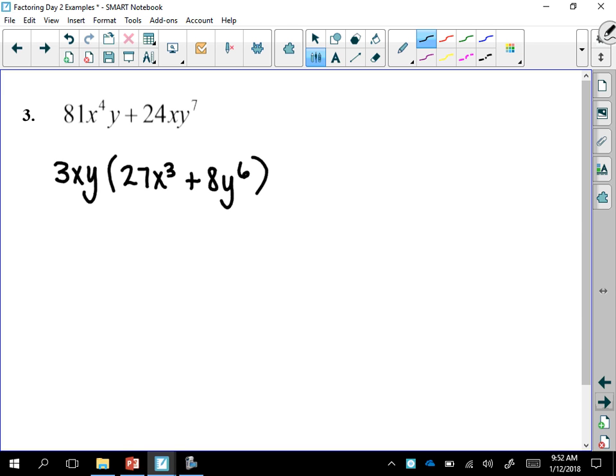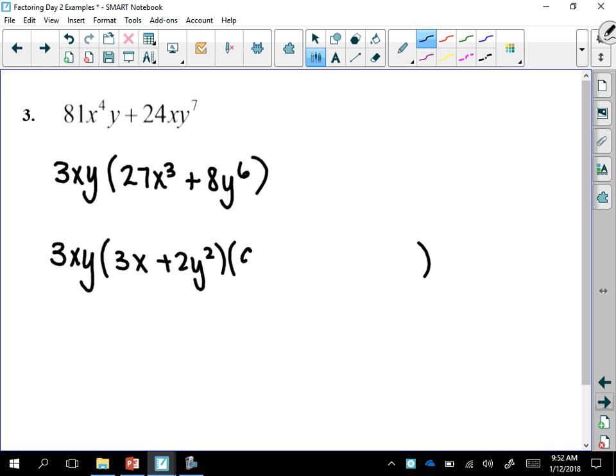X cubed is obviously a perfect cube, so is y to the 6, and 6 is divisible by 3. So we actually have the sum of perfect cubes there. So we'll have the binomial and then the trinomial. What will be the cubic root of 27x cubed? And the cubic root of 8y to the 6? And then we follow with SOPs.